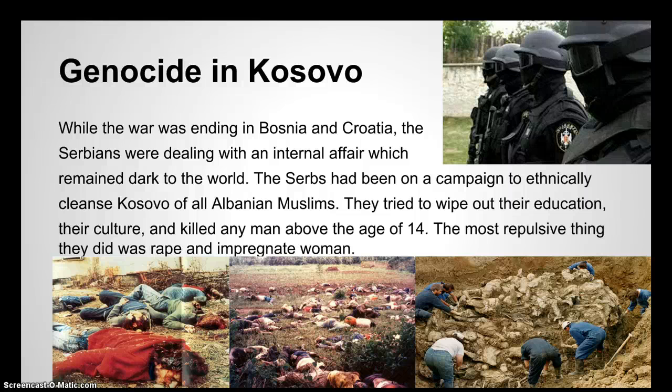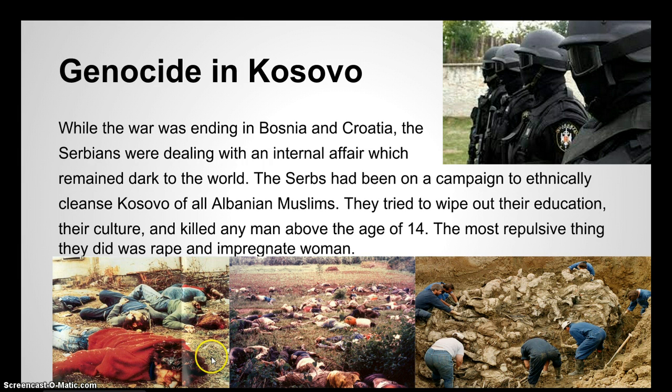So there is education stuff. The Serbs had a plan to impregnate and rape all Albanian women to destroy the next age of men and women, so they wouldn't have any ties to Albanians. So that was the way they were trying to ethnically cleanse them. I would consider that the most repulsive.